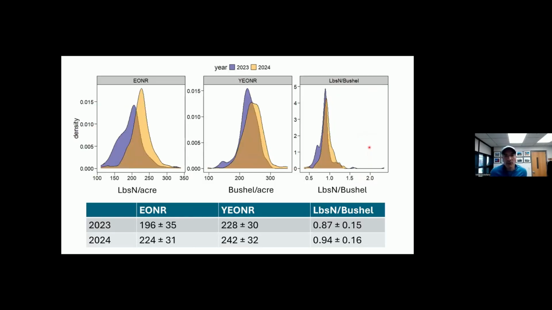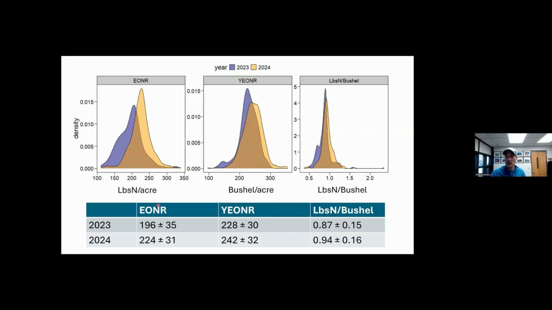Here we're looking at 2023 in the purple versus 2024 in the khaki color. We have the probability distributions on the left. I'm sorry, not the efficiency, the optimum nitrogen rate, the pounds of nitrogen per acre, the economic optimum nitrogen rate. So here you can see the optimum rate on average was a little bit lower in 2023 than it was in 2024. The actual numbers are down here in the table. So about 30 pounds higher on average in 2024.